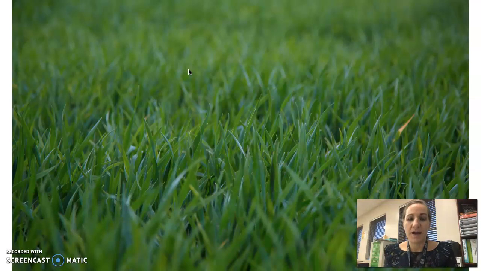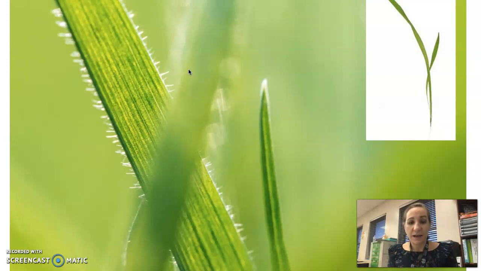Now we have a patch of grass. I want you to draw what you see in this slide in your patch of grass square. Now we have a blade of grass, where we just took one single blade of grass, and I want you to draw what you see. Now try looking for some patterns. What are some things that you notice as we're getting closer and, in essence, magnifying the grass?